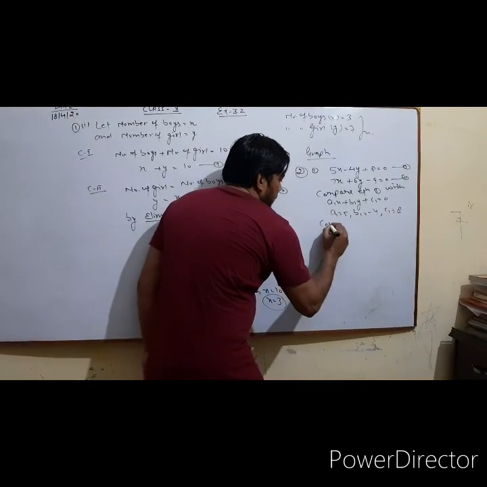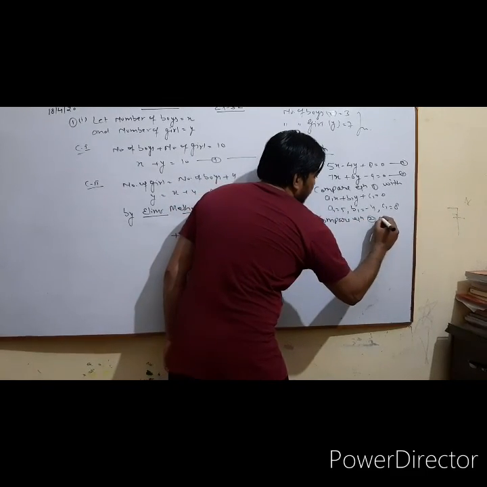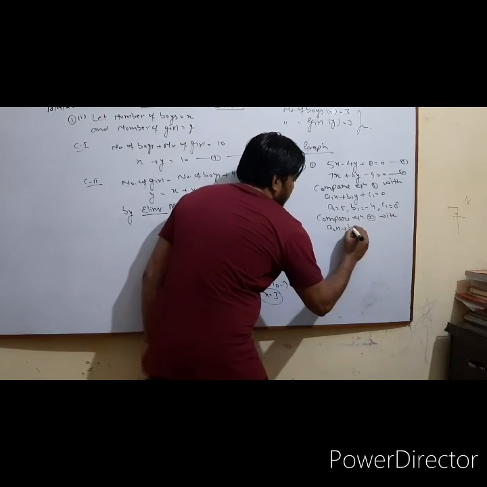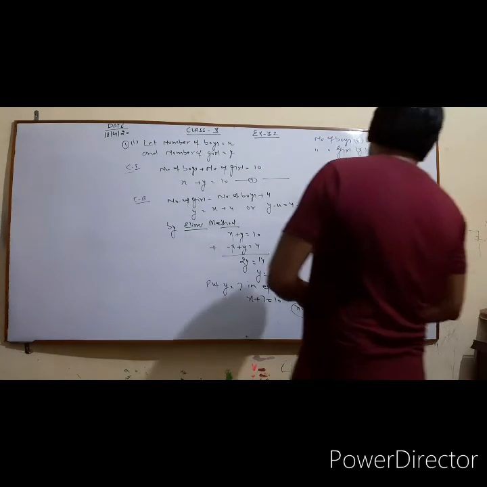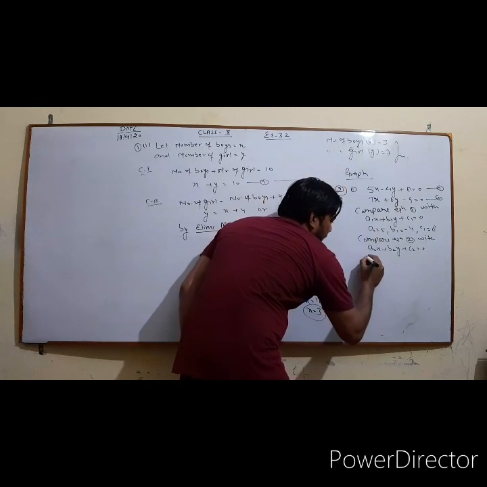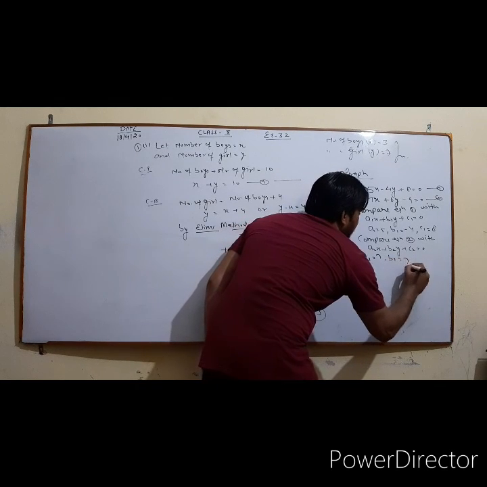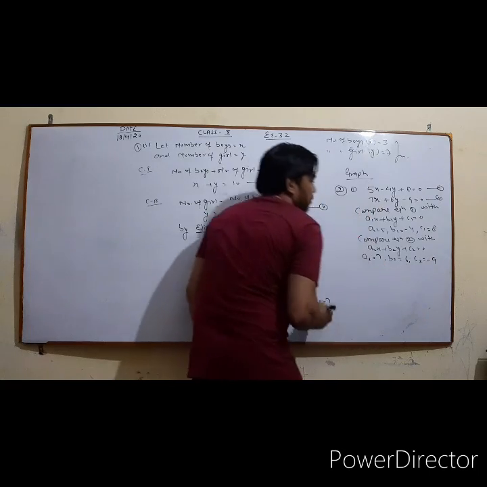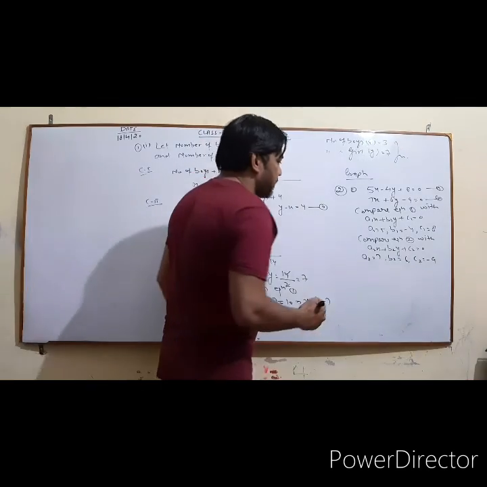उसी तरह से same compare equation 2 with a2x plus b2y plus c2 is equals to 0. So when we are comparing, the value of a2 is equals to 7, value of b2 is equals to 6 and value of c2 is equals to minus 9. So my target is to find the value of a1 upon a2, b1 upon b2 or c1 upon c2.